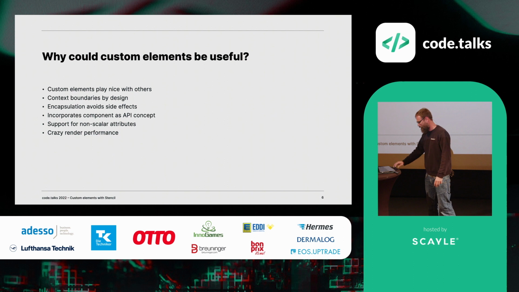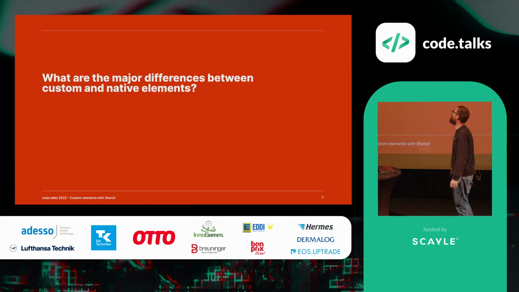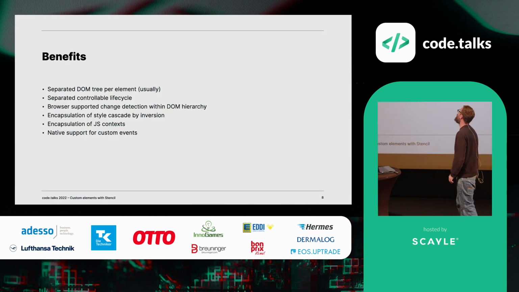Why is this like this? Let's talk about the difference between custom elements and native elements, and how it is working. We have to step back a little bit. Basically we have a separated DOM tree for each element. If you add a custom element on a regular basis, usually it has a separated DOM tree, that's the shadow DOM. We come to that a little bit later. It's a native DOM tree.